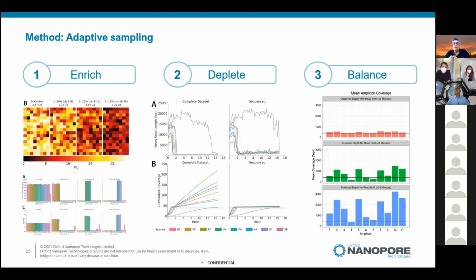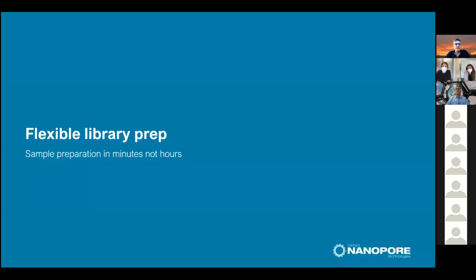And we can also balance the sequencing, which is going to be especially important in clinical applications where you've got a range of targets and you have to reach a minimum depth threshold to have a quantitative analysis. So you can keep sequencing the ones you want until you've got enough of them accumulated, and then you can go offline and analyze that data.